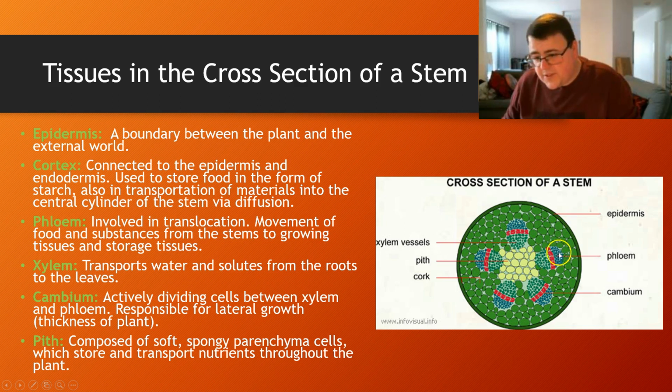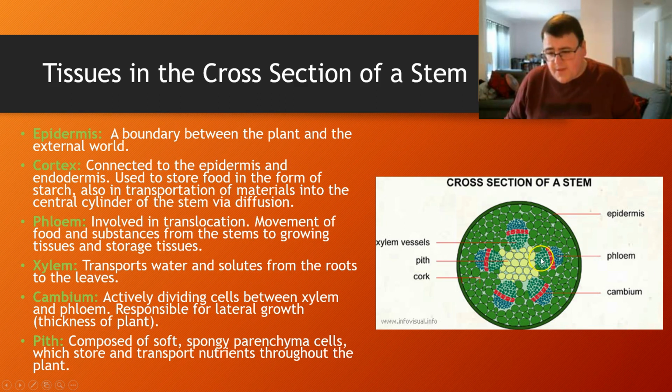You have your phloem, which are these ones on the outer side here, the bluey green color on the outsides. Facing the epidermis, phloem is involved in translocation, so moving of food and substances from the stems to growing tissues and storage tissues. You also have your xylem, which is on the inside here, the green ones, and in fact they are touching the pith there. Again, xylem is transporting water and solutes from the roots to the leaves.